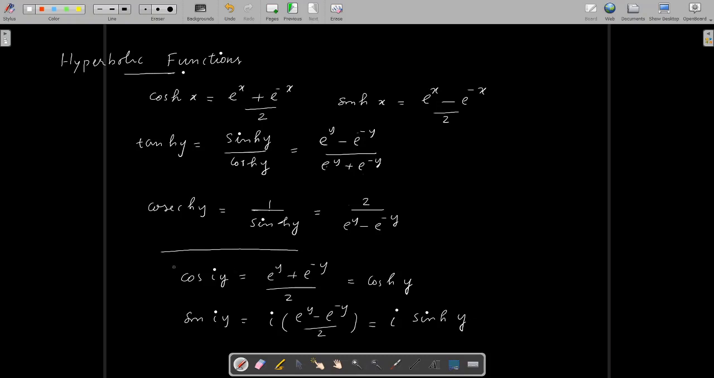So this is the interesting relation between cos and cosh, cos and hyperbolic cos. Similarly, this is the relation between sine and hyperbolic sine. That means if you convert cos to the hyperbolic function, you can directly replace cos by cosh y by removing this i. In order to remove this i, we need to put i over here for the sine function. These are the important relations between cos and cosh, sine and sinh.